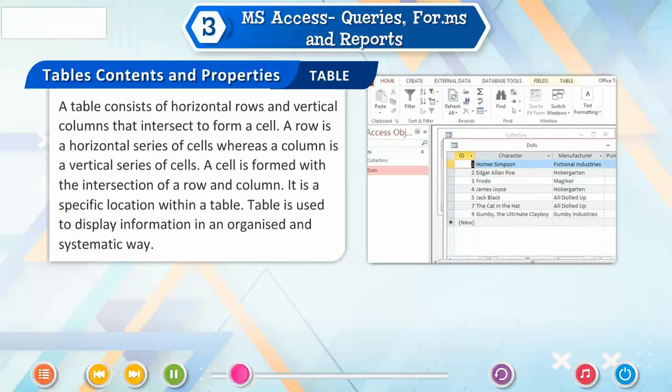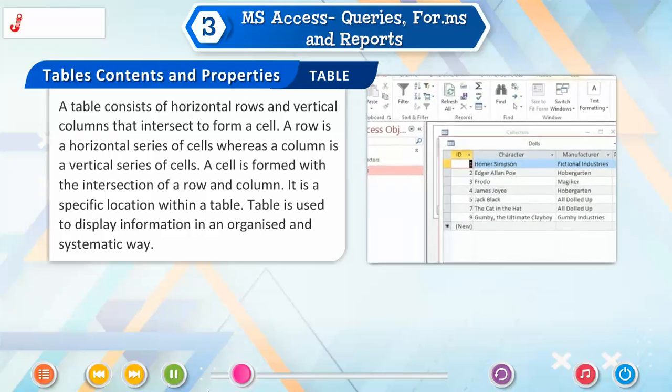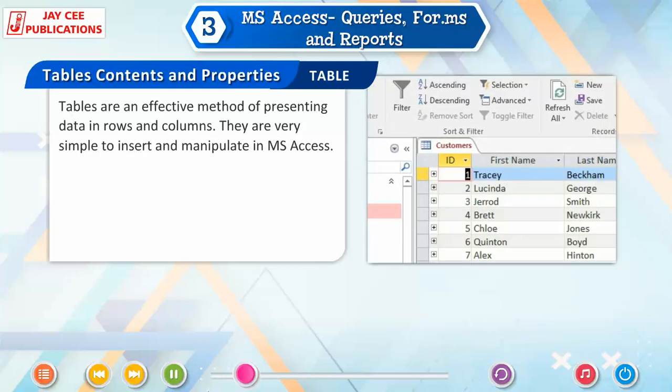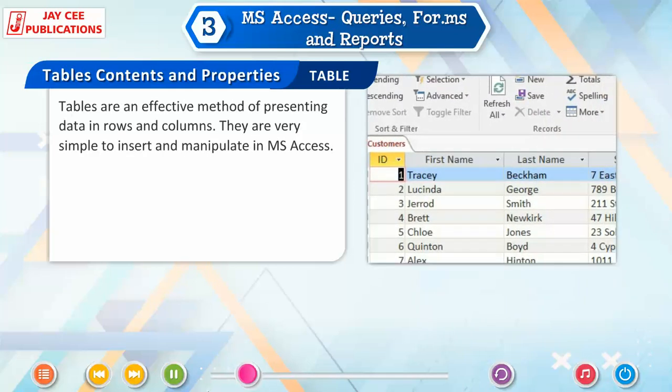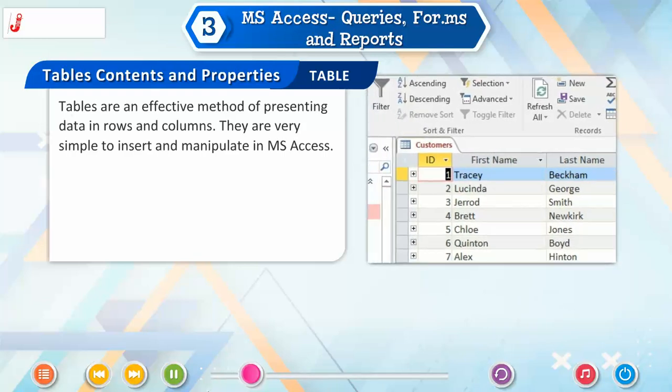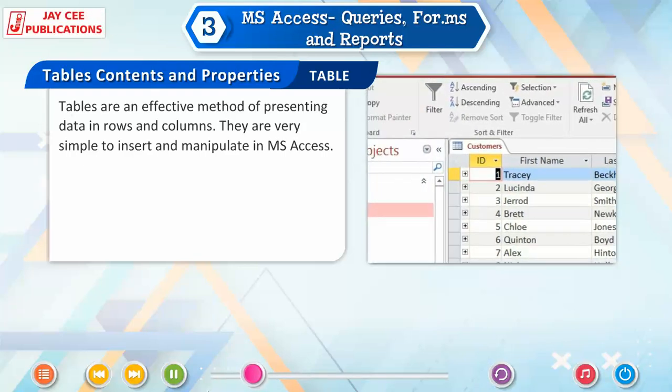Table is used to display information in an organized and systematic way. Tables are an effective method of presenting data in rows and columns. They are very simple to insert and manipulate in MS Access.